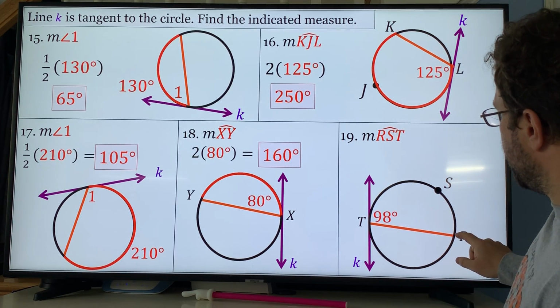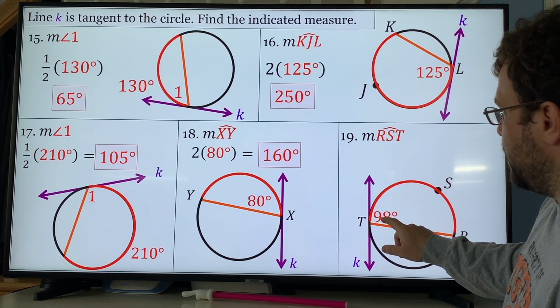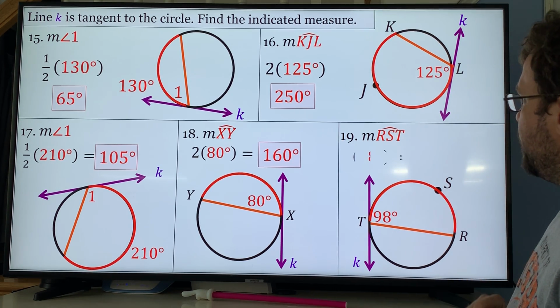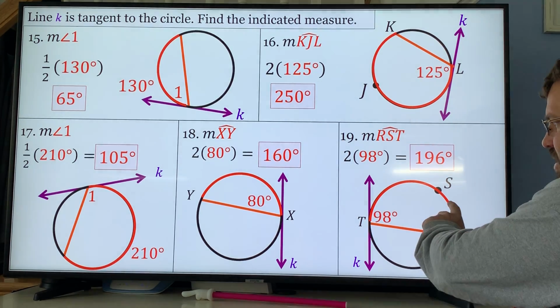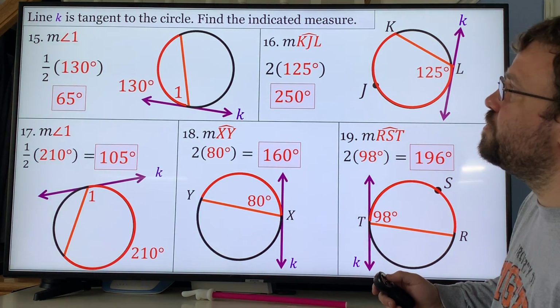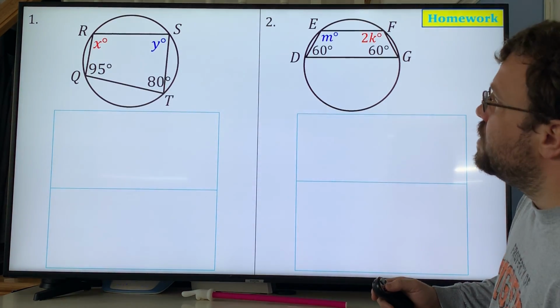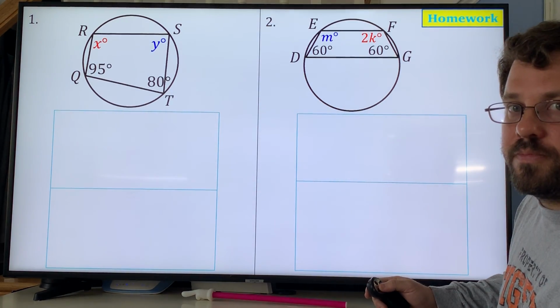Measure of RST. Angle, arc, related, twice that is 196. If I had to find this, I would just take the 196, subtract it from 360. All right, but I didn't have to. All right, try these couple homework problems. Do these 2 first. Good.